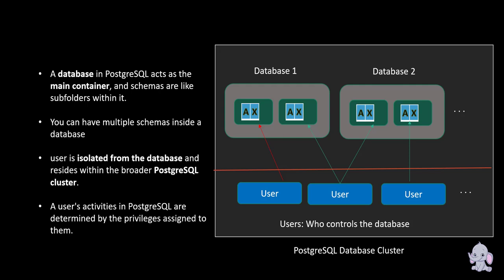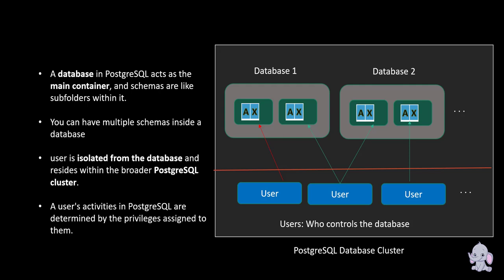Just to summarize, a database in PostgreSQL acts as a main container and the schemas are like subfolders within it. You can have multiple schemas inside a database and each schema can contain its own tables, views, and more. You can have any number of users in the cluster and any number of databases. When I say any number, there is a certain limit. You can go through the documentation for the number of databases that you can have in the cluster. And each database can contain any number of schemas. Users' activity in PostgreSQL is determined by the privileges assigned to them.